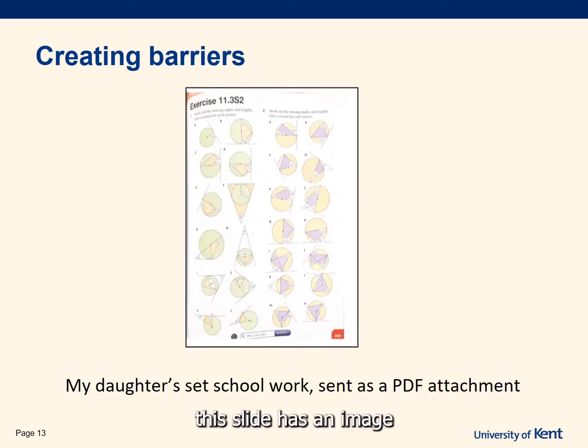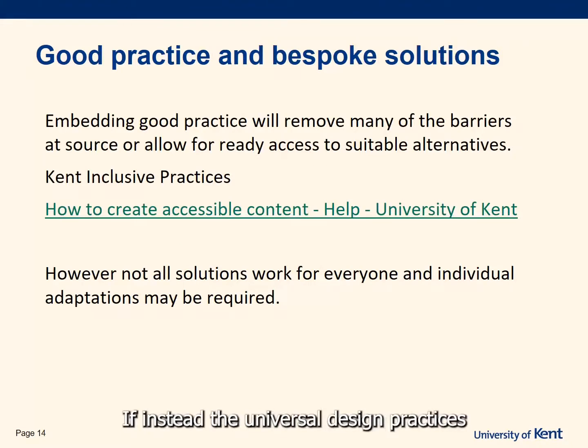This slide has an image which is a scan from a book. The color contrast is poor, the font size is small, the resolution is low, and it's very difficult to actually read the image and the information in the image, and it's completely inaccessible to an optical reader, so it's digitally inaccessible. If instead universal design good practices are used when creating documents, this will remove many of the barriers at source, although individual adaptations may still be required.